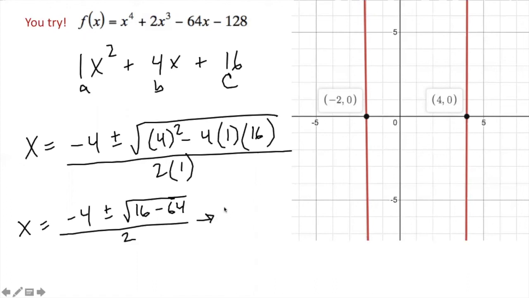Do another rewrite. -4 plus or minus the square root. 16 take away 64. I'm getting a little bit tired here, so make sure I don't make a mistake. -48. All over 2. So now let's see if we can break down this square root of 48. It is not a perfect square.